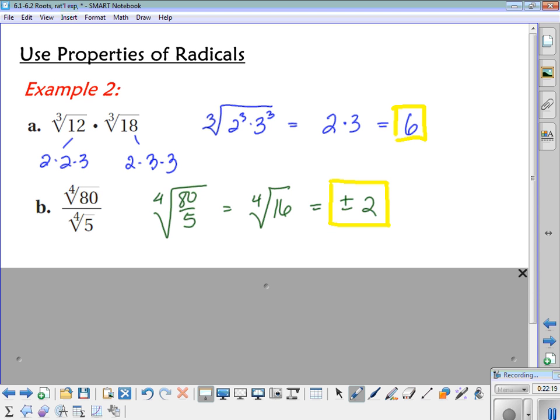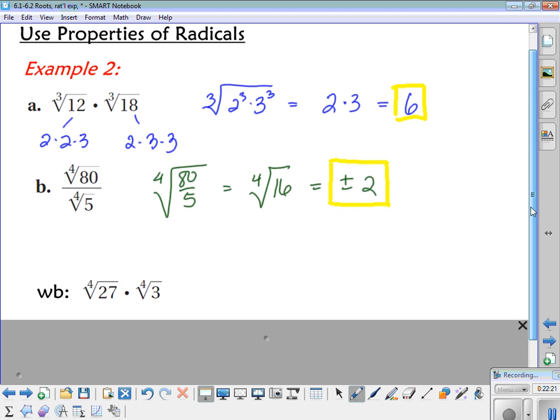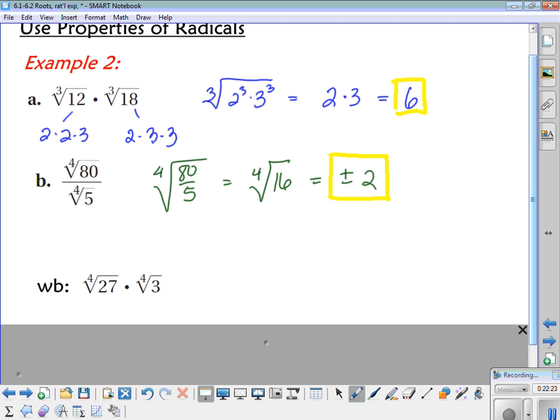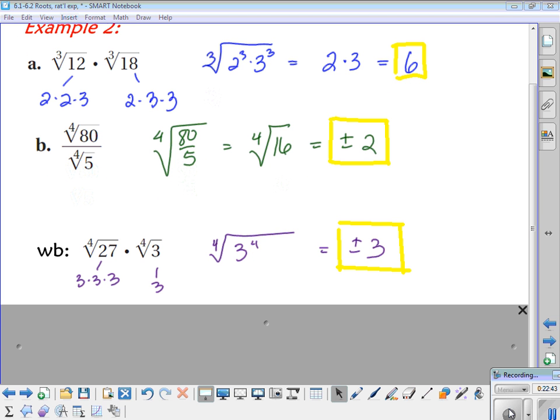So now you guys get to do one. I'll have you do this one first. It's plus or minus because it's an even root. Because I could do negative 2 and raise it to the 4th power, or positive 2. And either way, it would come out to a positive 16. Okay, so we agree plus or minus 3, right?